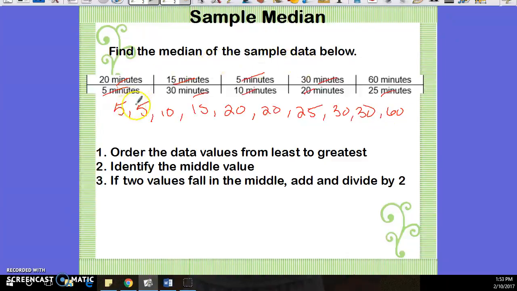Now you're going to identify the middle value. And we're simply going to do it like this. 1, 1, 2, 2, 3, 3, 4, 4. And we can't do any more, because then I'll cancel out both of them, which means we have 2 values in the middle. If you have 2 values in the middle, you are going to add them together and divide by 2. If you add 20 and 20 together, that gives you 40. You divide that by 2, your median will be 20.